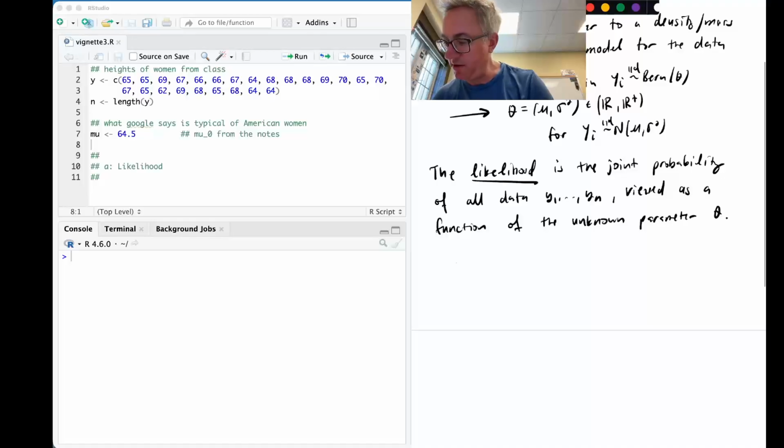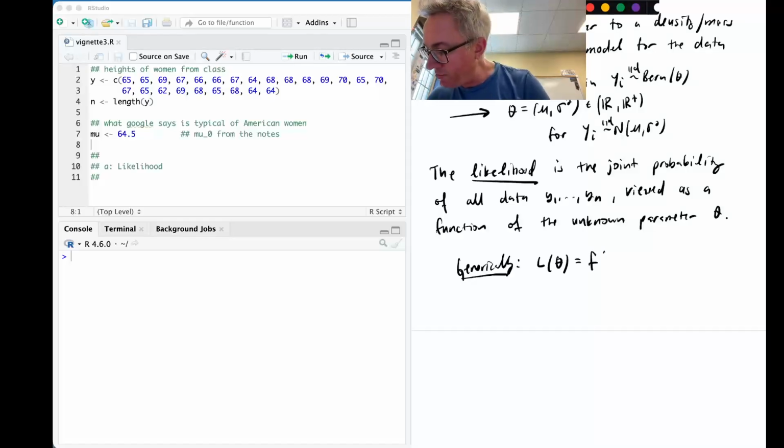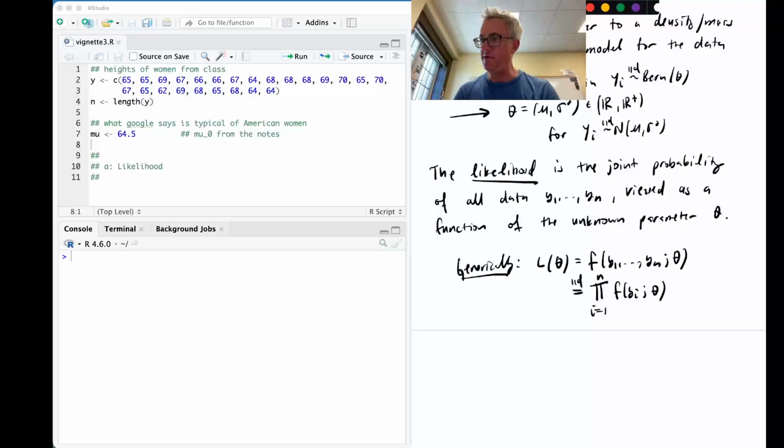Okay, so generically, what I mean is that the likelihood is a function of the unknown parameter theta through the joint density of the observations. And if we have IID data, this joint density is really a product of individual densities for that parameter theta.